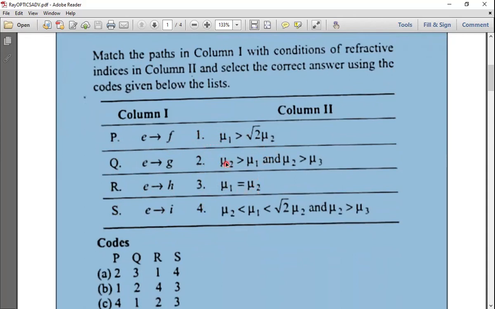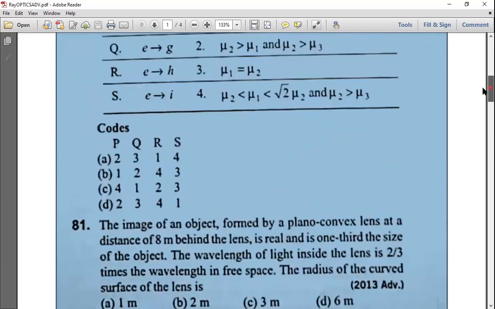So mu1 is equal to mu2; mu2 is greater than mu1 and mu2 is greater than mu3; mu1 is greater than root 2 mu2; or mu2 is less than mu1 is less than root 2 mu2 and mu2 is greater than mu3. So these all are the options, and below they have given codes: PQRS, ABCD and 1 2 3 4, 1 2 4 3, 4 1 2 3 or 2 3 4 1. This we have to check.